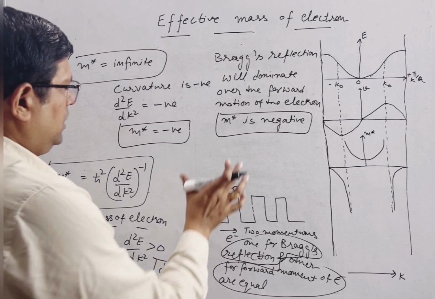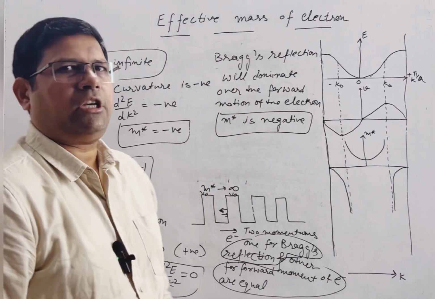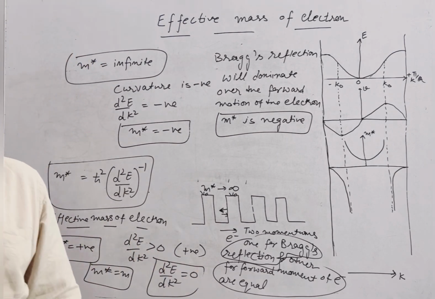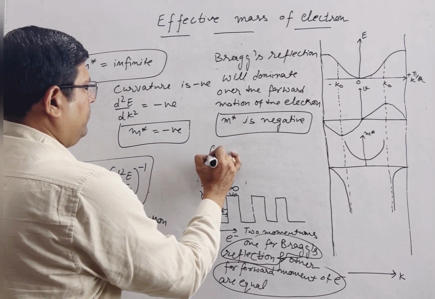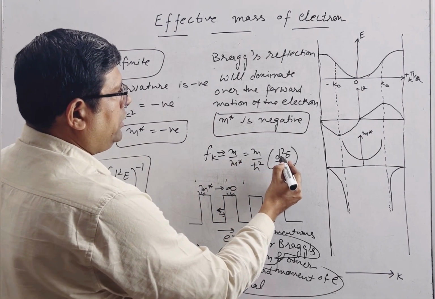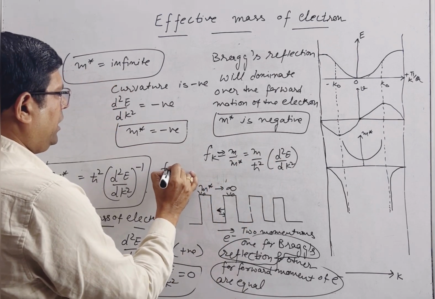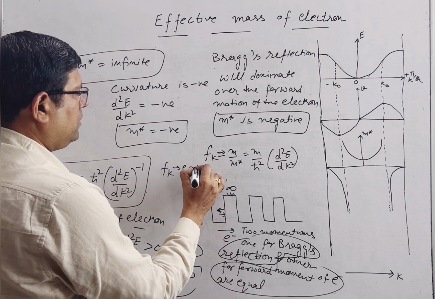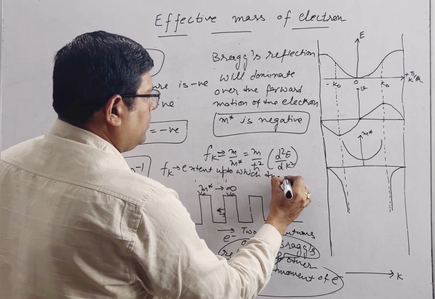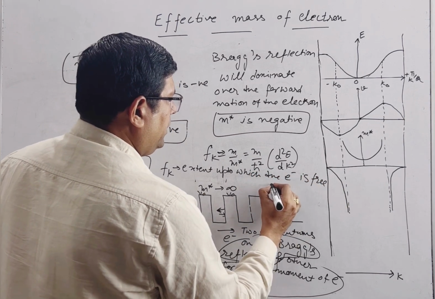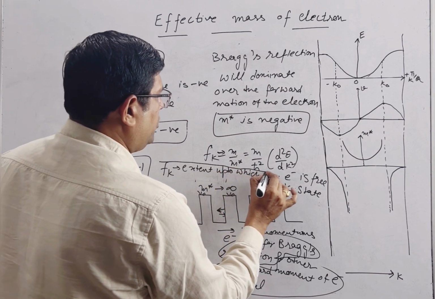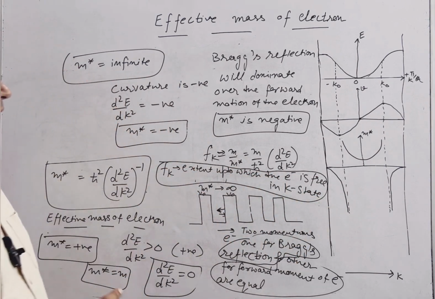So this was the physical significance of positive, negative, and infinite effective mass. Now we will introduce another term, Fk, equal to m upon m star, that is equal to m upon h cut square d2E upon dk square. This factor Fk is the extent up to which the electron is free in k state. This will give the extent up to which the electron is free in k state.